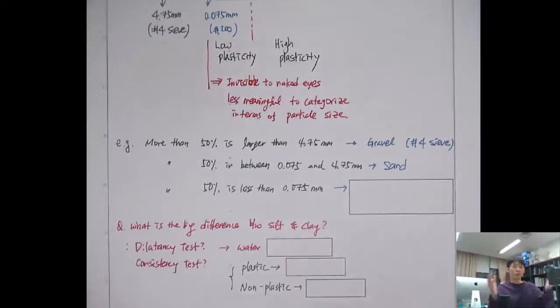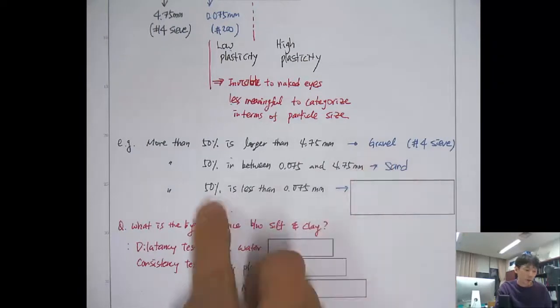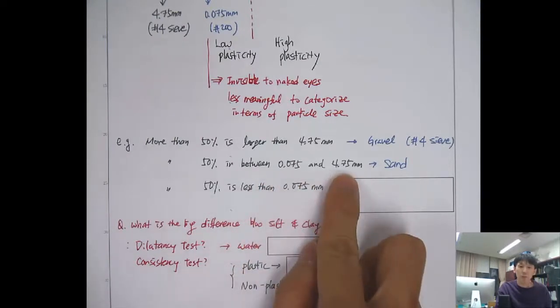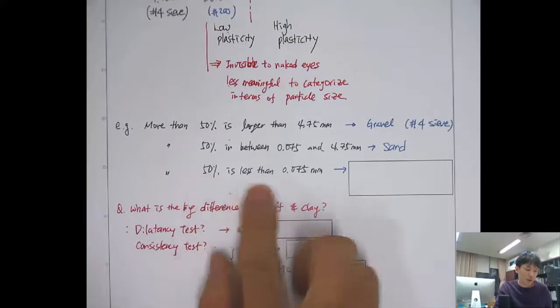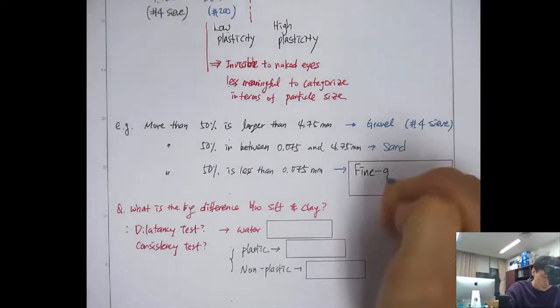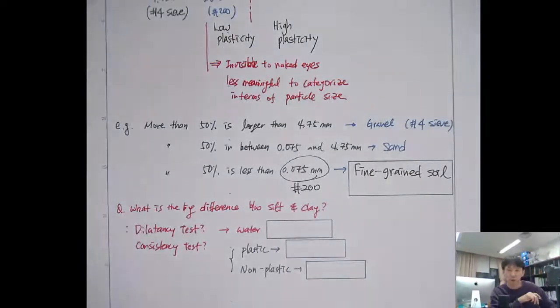So when you have a mixture of soil, we want to describe the soil with certain characters, right? If more than 50% is larger than 4.75 millimeter in terms of the particle size, it will be gravelly soil. If more than 50% is in between 75 micrometer and 4.75 millimeter, we like to call it sand. If more than 50% is less than 75 micrometer, then we'll call it fine grain soil. And this 75 micrometer is the opening size of the number 200 sieve.